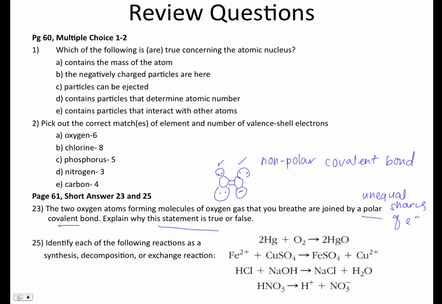Last one, identify each of the following reactions as a synthesis, decomposition, or exchange reaction. This first one, what do we have? We have a synthesis. Number 2, what do we have? We have an exchange. Okay, so we have iron and sulfate coming together, and then copper is going to be on its own. Number 3, what do we have? We have an acid, strong base, forming a salt and a water. This is going to be, what is this going to be? This is going to be an exchange.